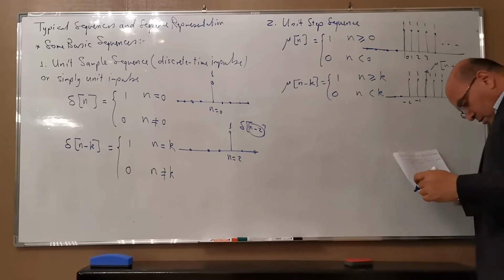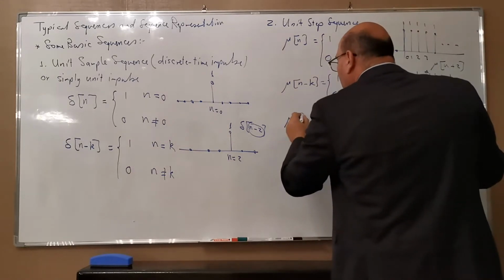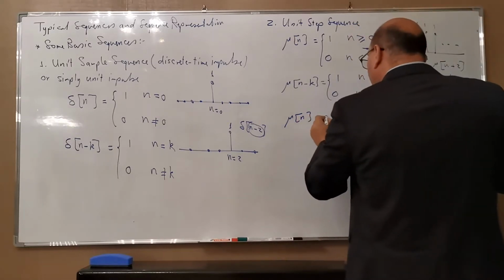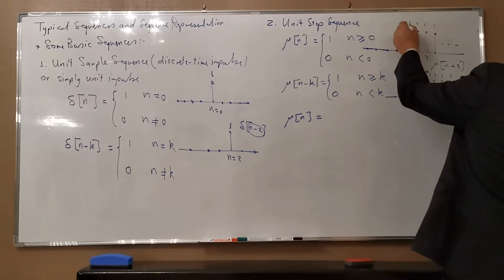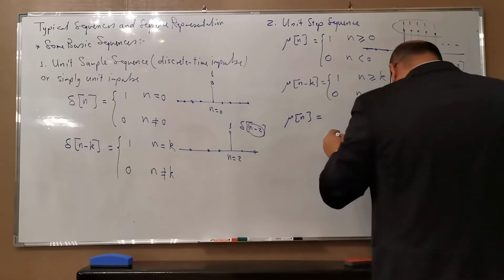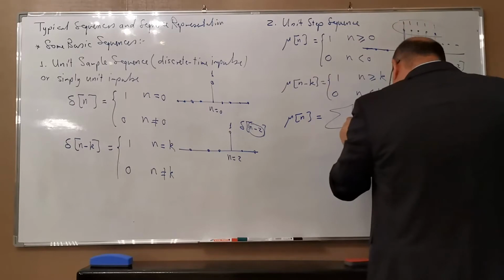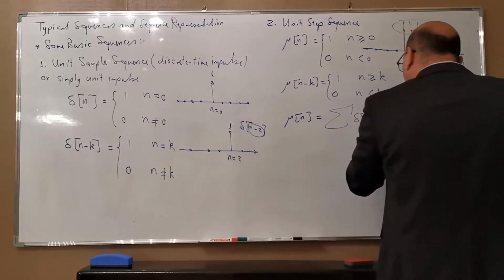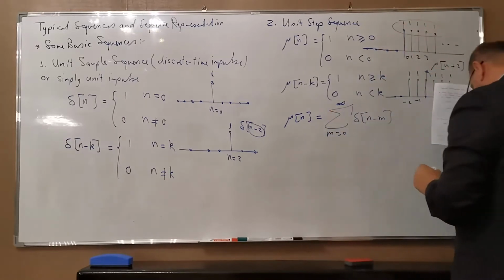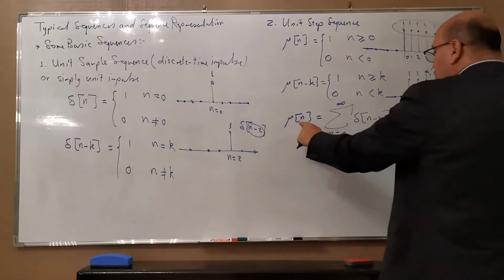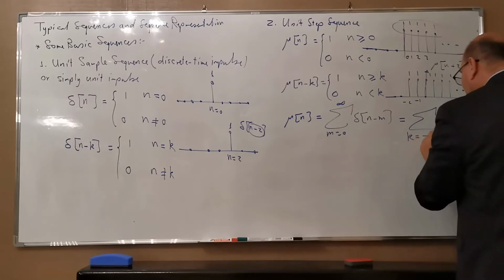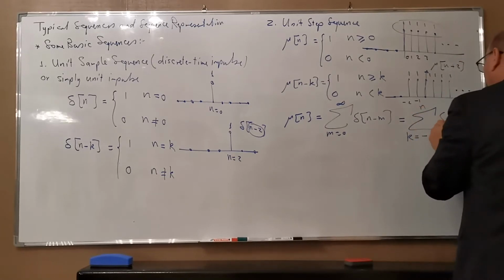Okay, one representation of mu of n in terms of delta is to have a train of deltas. So this delta is at 0, this delta is at 1, and so on. So we can say that mu of n is equal to the sum of delta of n minus m, from m equals 0 up to infinity. We can also represent mu in terms of delta in the following equation: the sum from k equals minus infinity to n of delta of k.